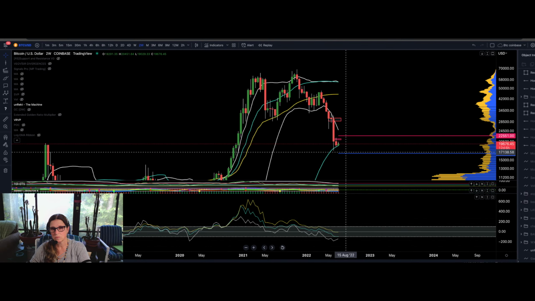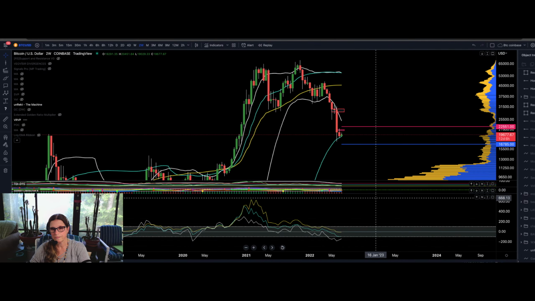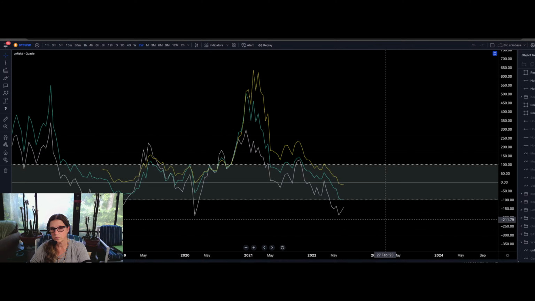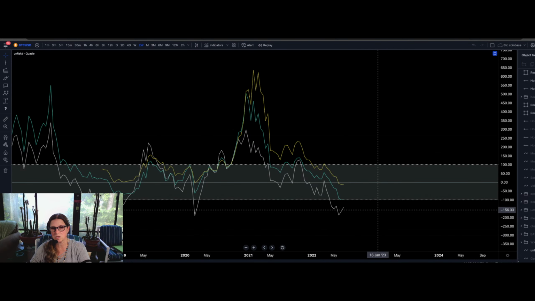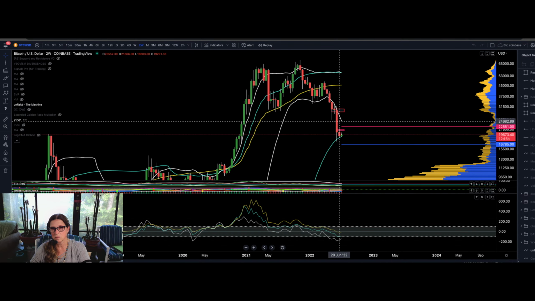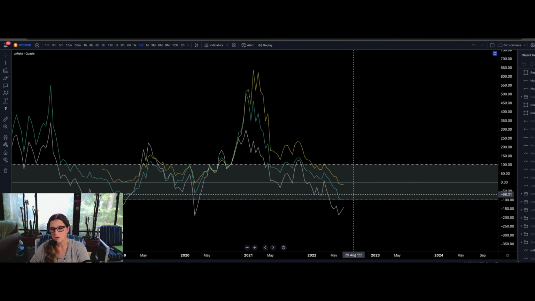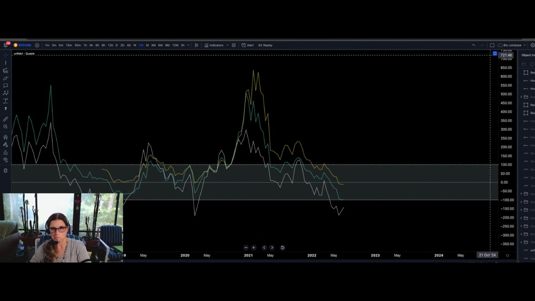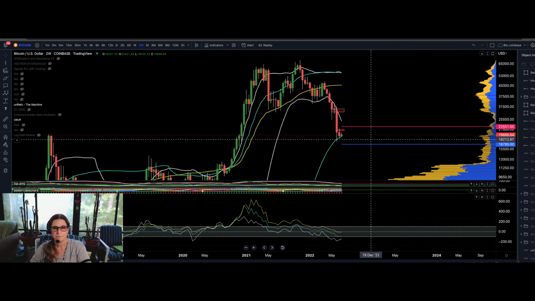Notice the blue one. We've been wicking off of it. It's because blue has still been in the cage, but it's riding the bottom line. Notice that white's underneath. We cannot break white to the upside until white comes back in here. This is like the most reliable indicator I have seen in a long time. Okay.